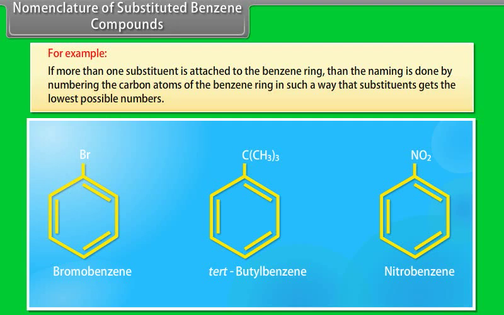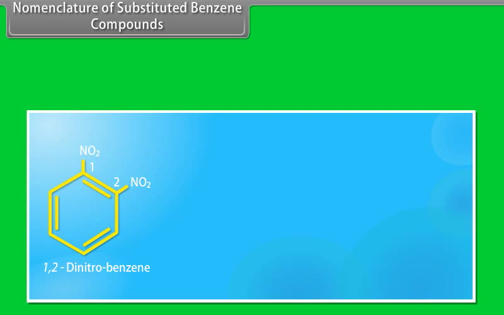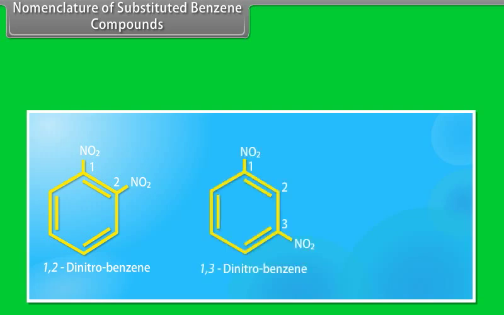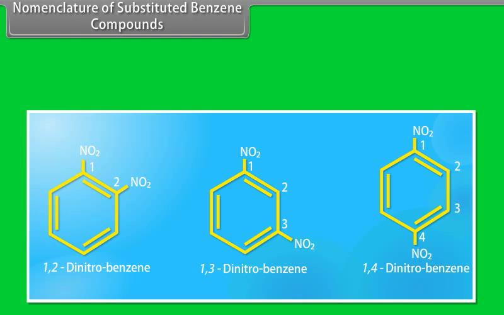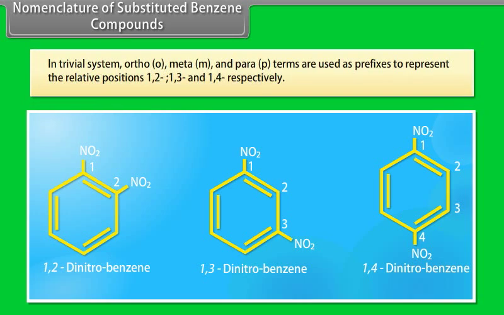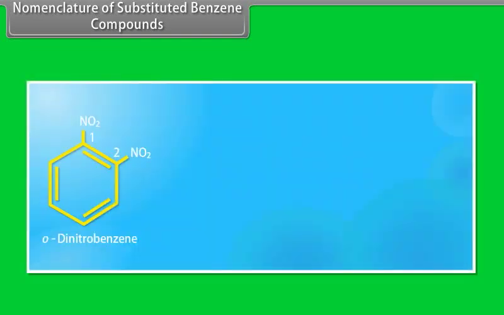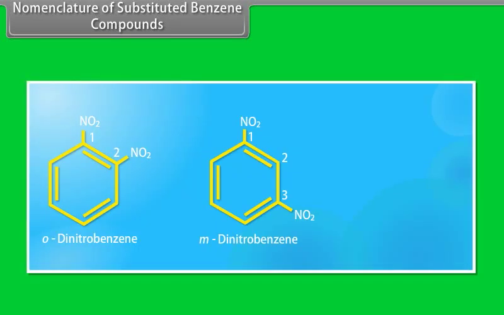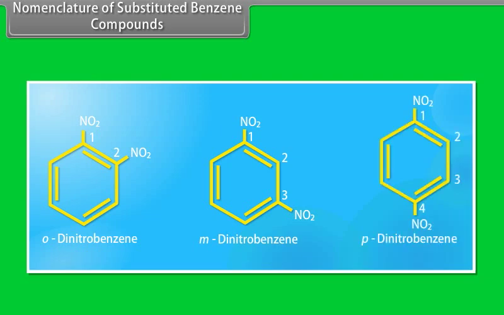If more than one substituent is attached to the benzene ring, then the naming is done by numbering the carbon atoms of the benzene ring in such a way that substituents get the lowest possible numbers. For example, 1,2-dinitrobenzene, 1,3-dinitrobenzene, 1,4-dinitrobenzene. In trivial system, ortho (o), meta (m), and para (p) terms are used as prefixes to represent the relative positions 1,2; 1,3; and 1,4 respectively. For example, ortho-dinitrobenzene, meta-dinitrobenzene, para-dinitrobenzene.